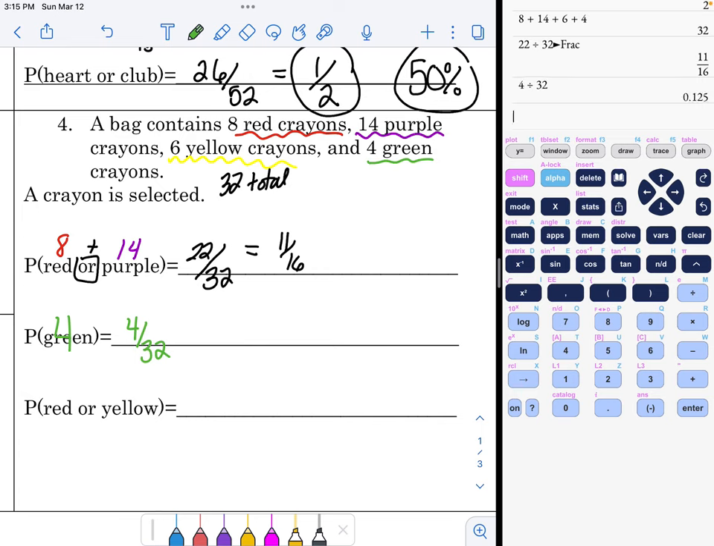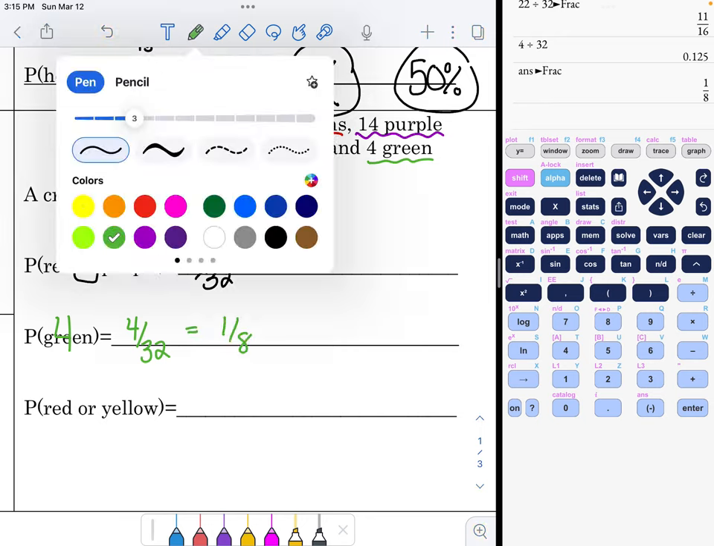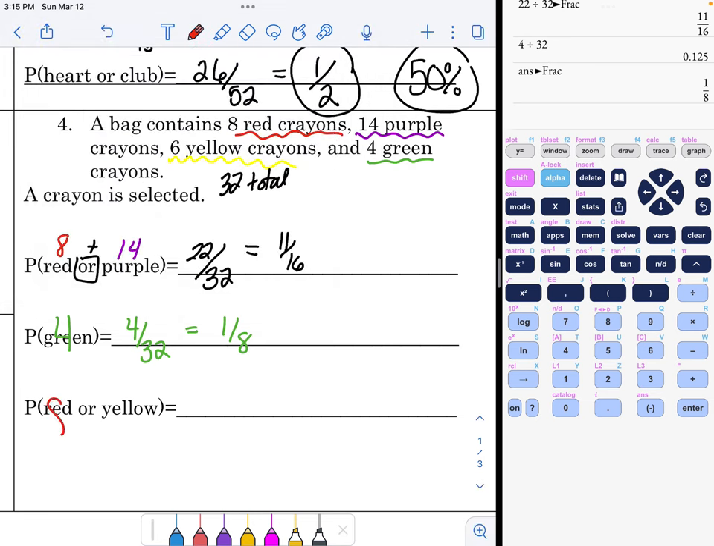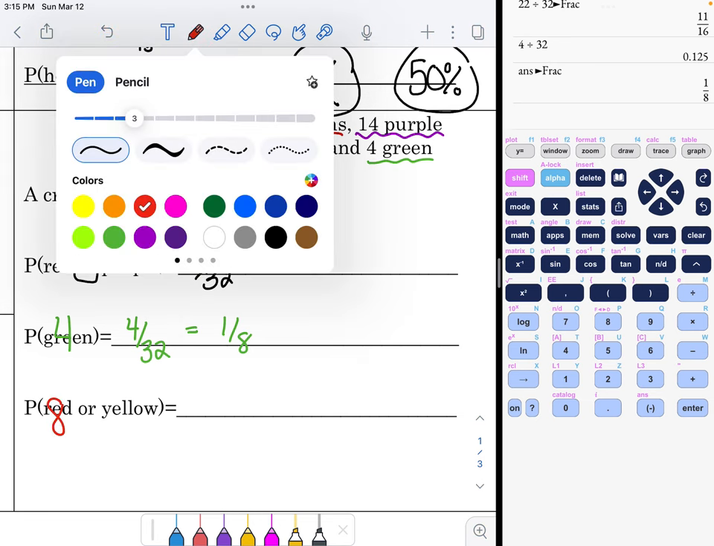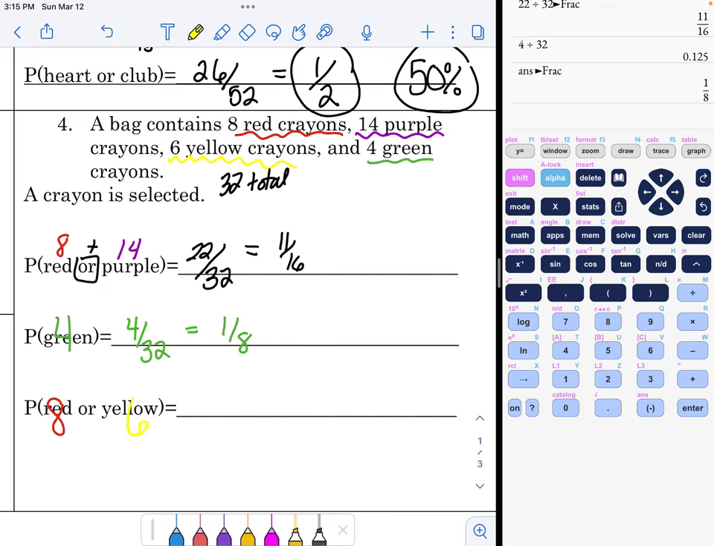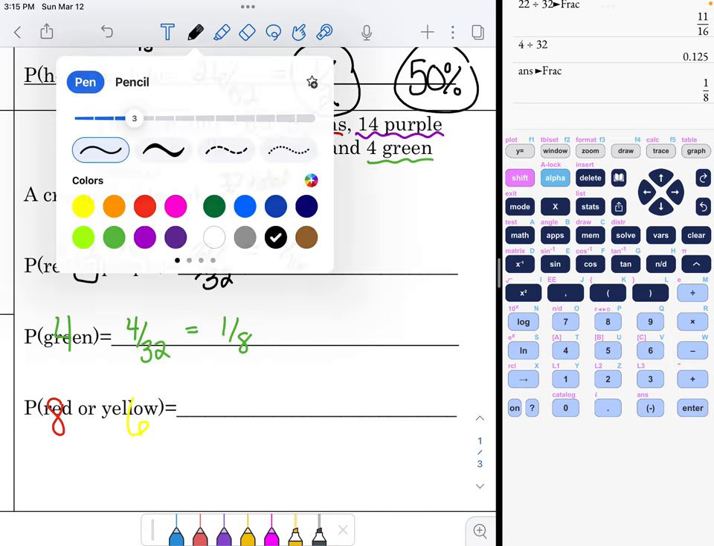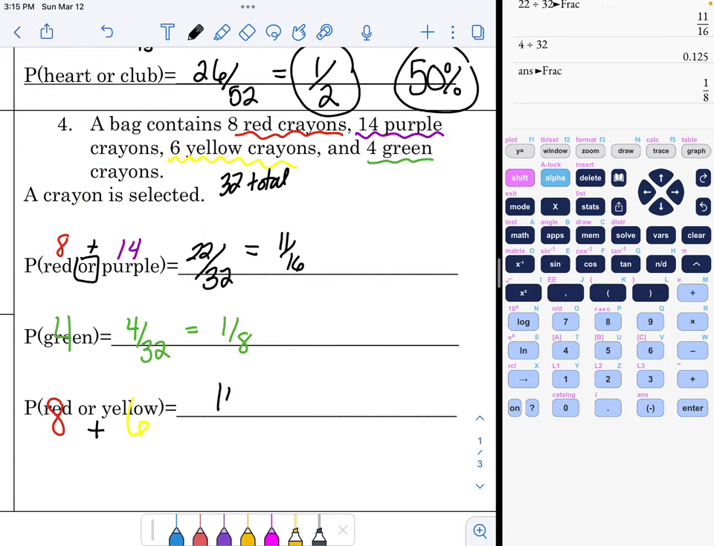Do you know what that's going to be? 1 over 8. Feel free to try to reduce on your own. Okay, red or yellow. The red is 8. The yellow is 6. We're just drawing once, so we're going to add those results together. So it's 14 out of 32, which is going to be 7 over 16. But just in case I'm not thinking straight, there it is.